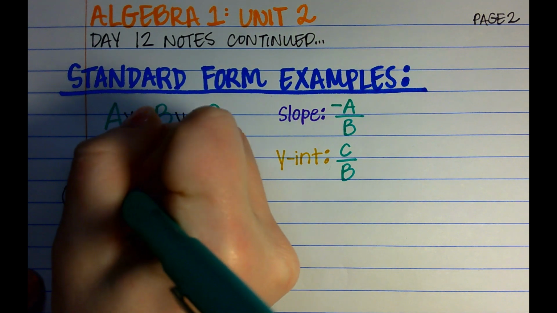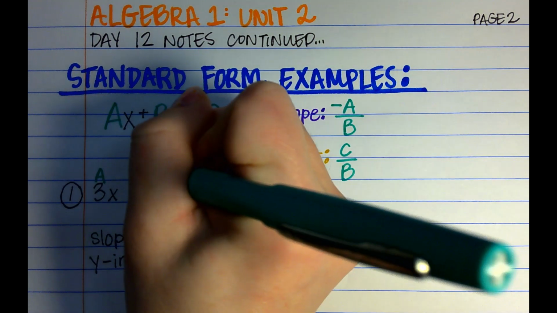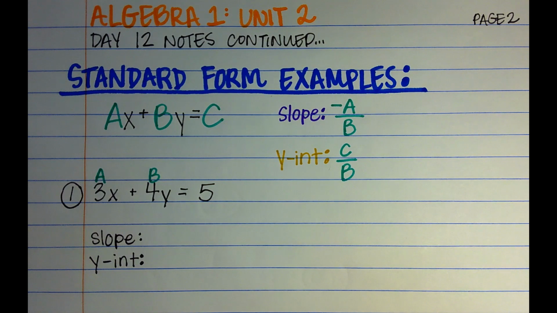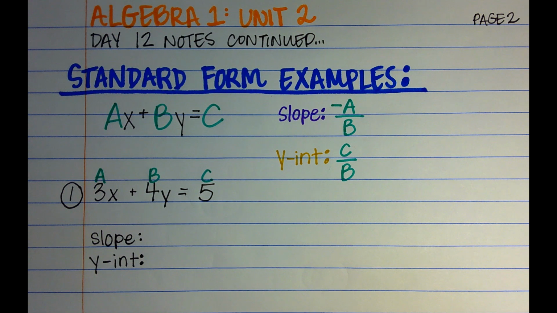In this equation, which number is my A? 3. Good. So I'm just going to write A above 3. Which number is my B? 4. That's B. And what is C? 5. Good. So I know A is 3, B is 4, and C is 5.